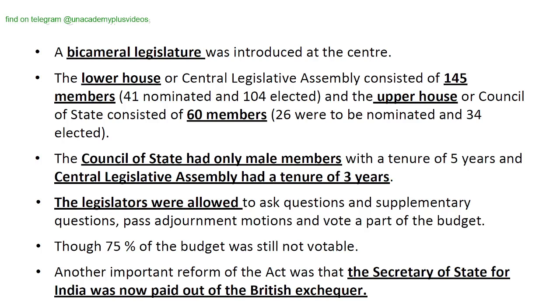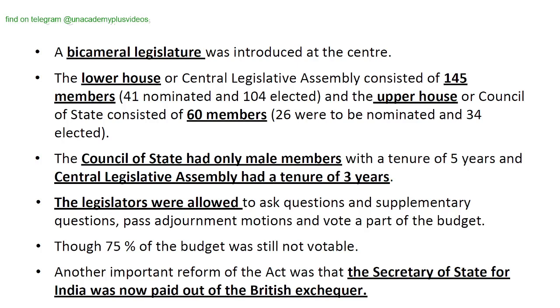The lower house, or Central Legislative Assembly, consisted of 145 members, 41 nominated and 104 elected, and the upper house, or Council of State, consisted of 60 members, 26 nominated and 34 elected. The Council of State had only male members with a tenure of 5 years, and the Central Legislative Assembly had a tenure of 3 years. The legislatures were allowed to ask questions and supplementary questions, pass adjournment motions, and vote a part of the budget, though 75% of the budget was still not votable.